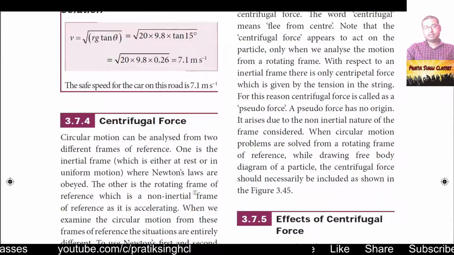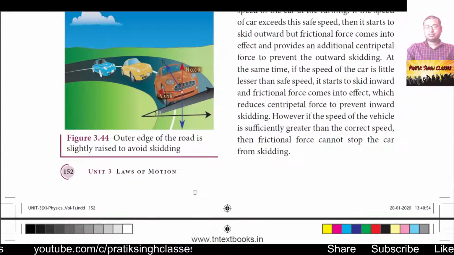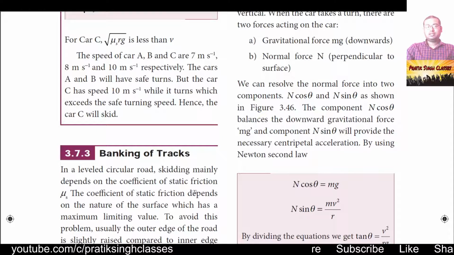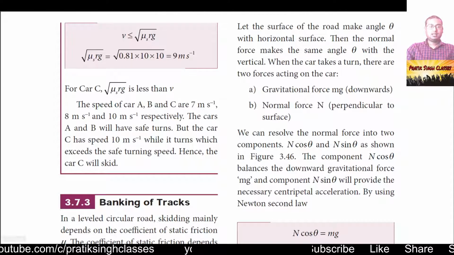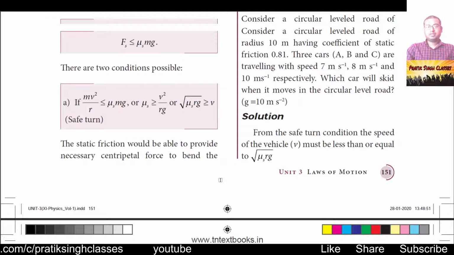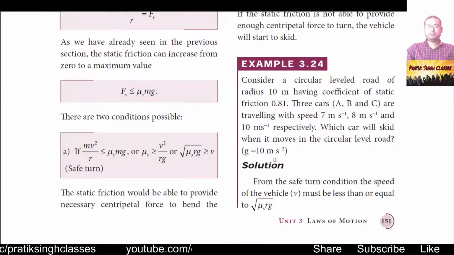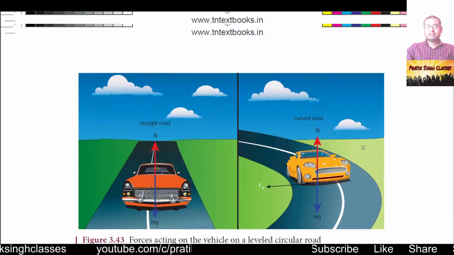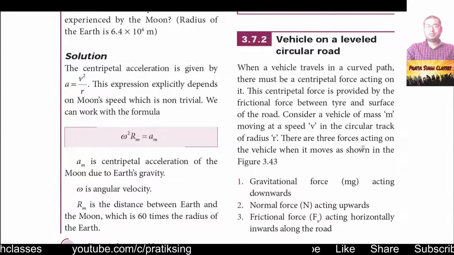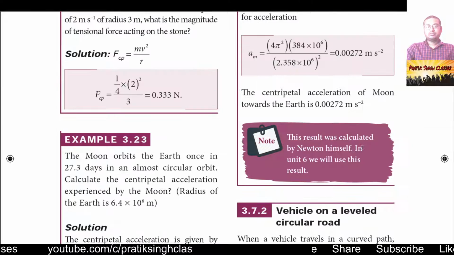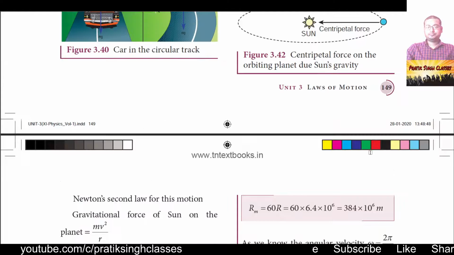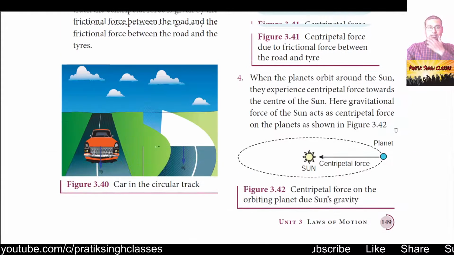I am going through these things from the old book. In the new book the section number and the page number will be different, but the topic and the material are the same. So please find out at which section and on which page these topics are given. Fine, so let us start section 3.7.